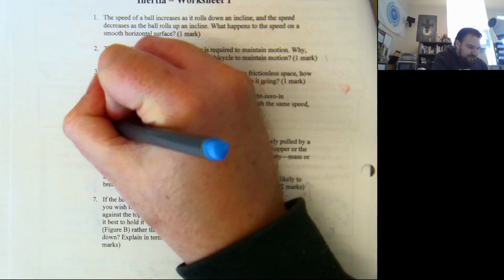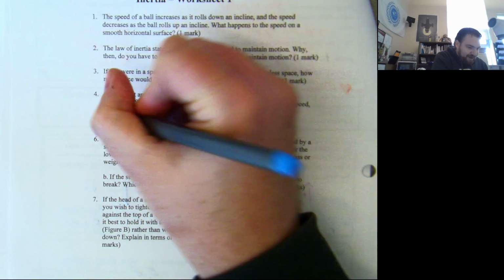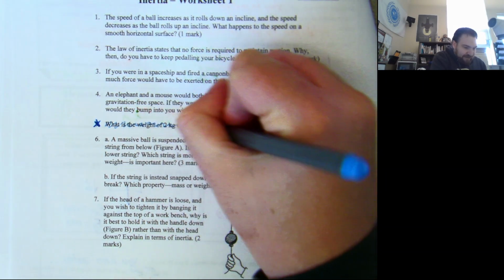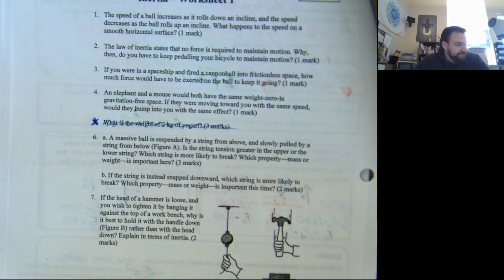5 has nothing to do with this. 5 will come later. We'll talk about the difference between mass and weight later. Don't worry about it. See if you can talk your way through how these are going to go. And we'll take them up. We'll discuss them tomorrow.